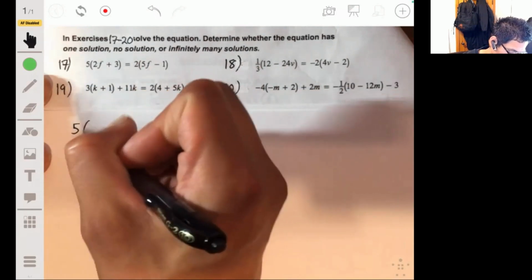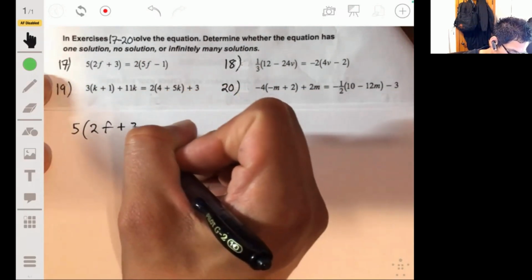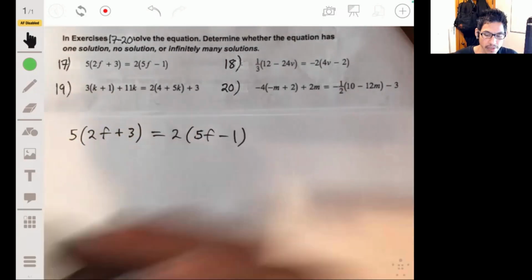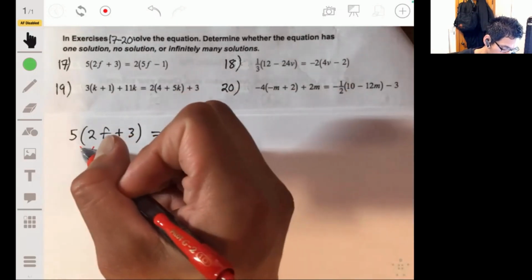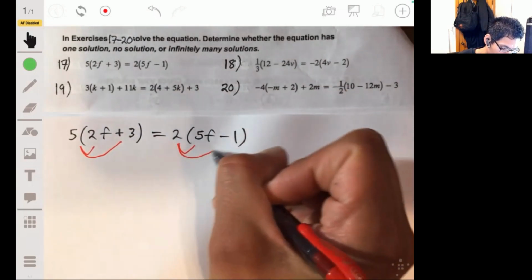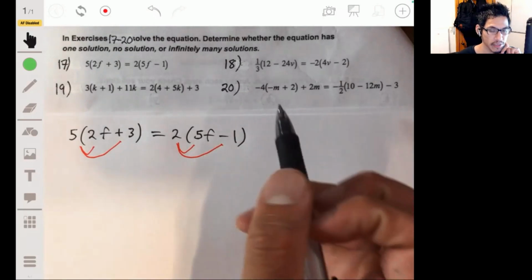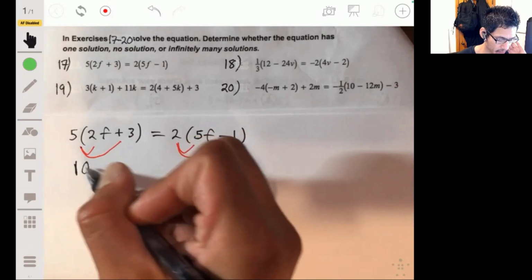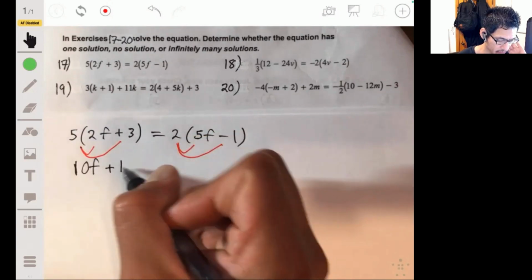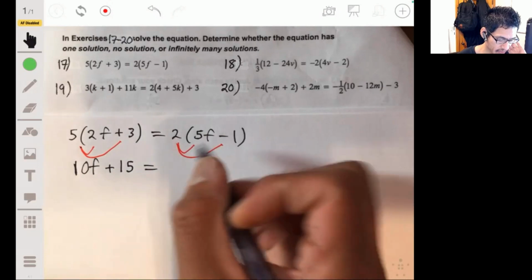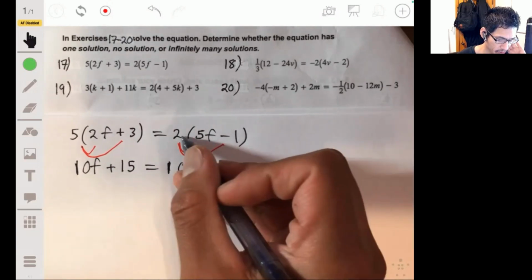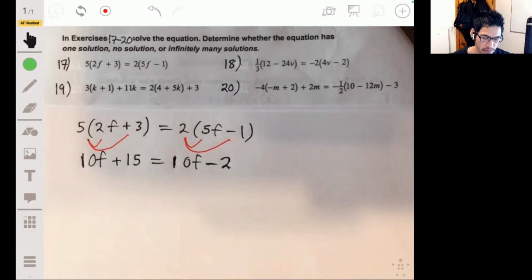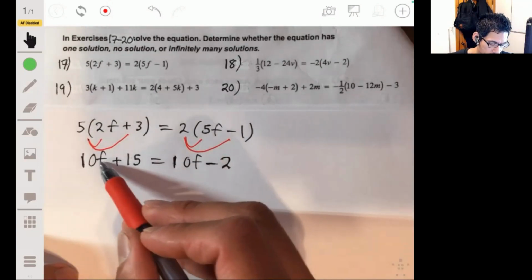So let's go 5 times 2f plus 3 equals 2 times 5f minus 1. Again, distribution is the name of the game, which is my specialty. So 5 times 2f, 10f. 5 times 3, 15 equals 2 times 5f, 10f. 2 times negative 1, minus 2. Whoa, as you can see, something funky is going on.